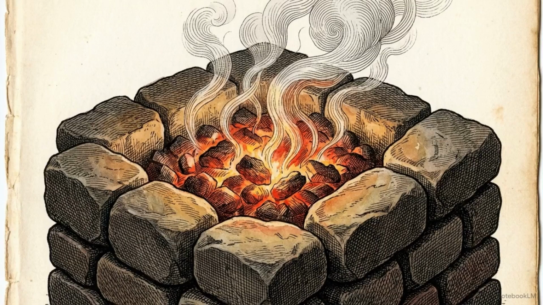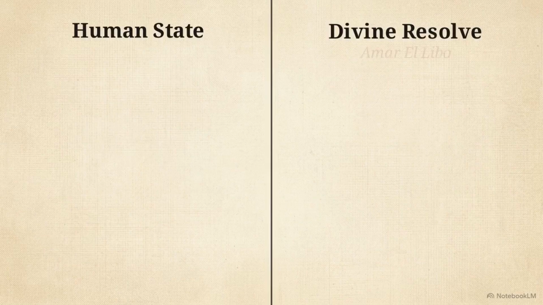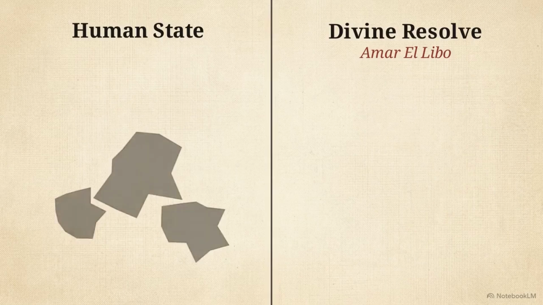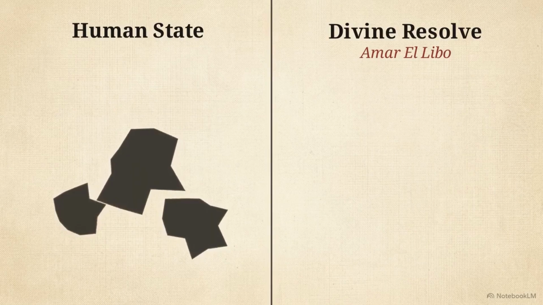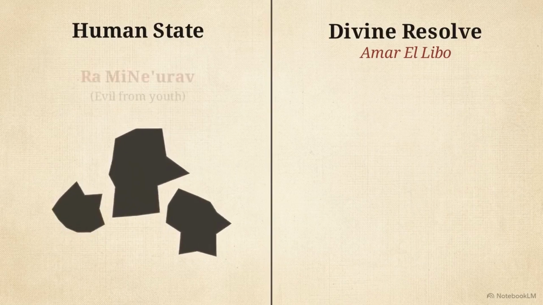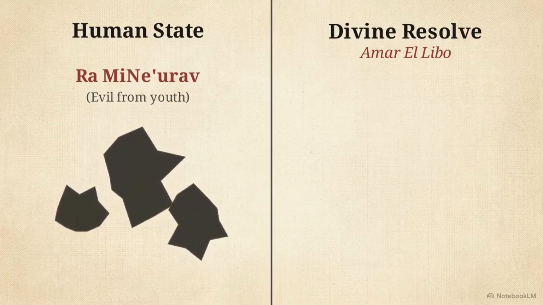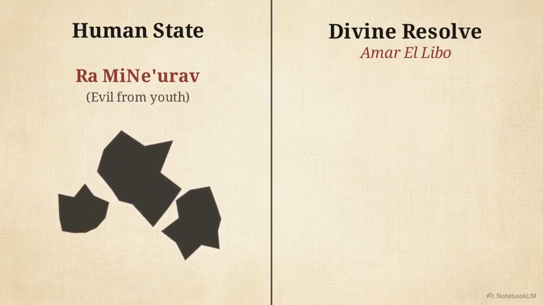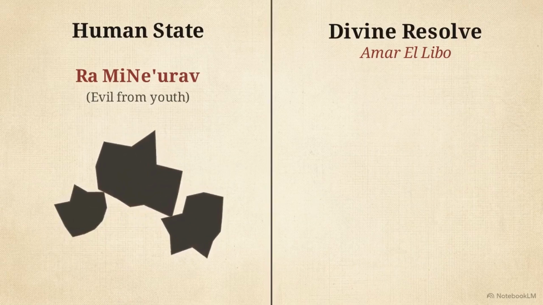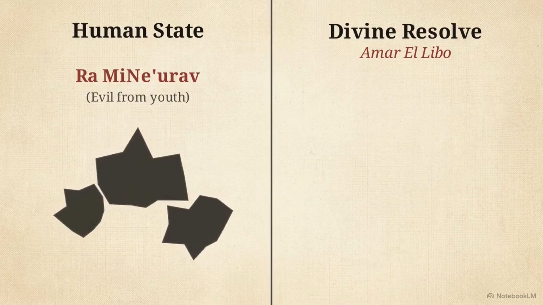This divine satisfaction leads to a specific decision. The pleasing aroma triggers a resolve within God's own heart. In this logic model, we see God speaking Amar el Libo, in his heart, to formulate a systemic response to Noah's altar. On the left, God acknowledges a difficult reality. The flood did not remove the stain of human sin. Even after the judgment, the intention of the human heart remains ra menurav, evil from youth.